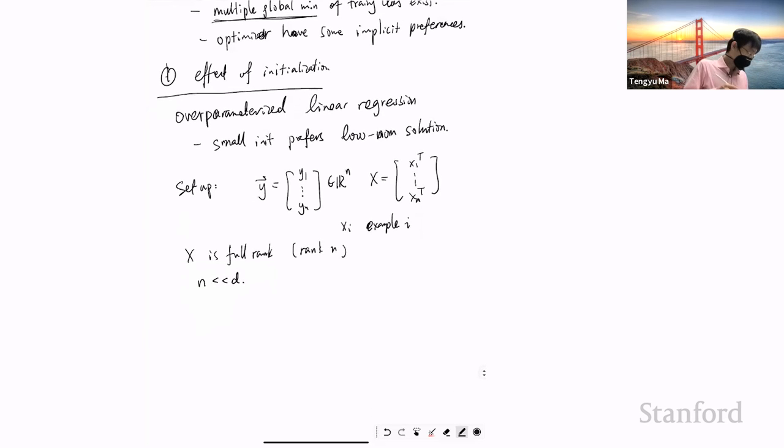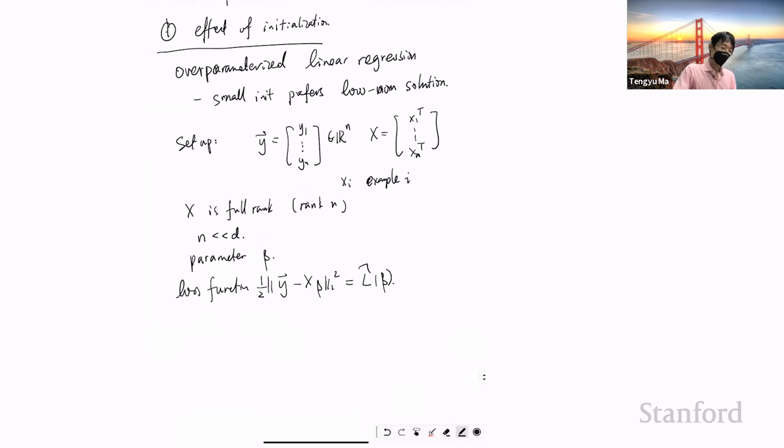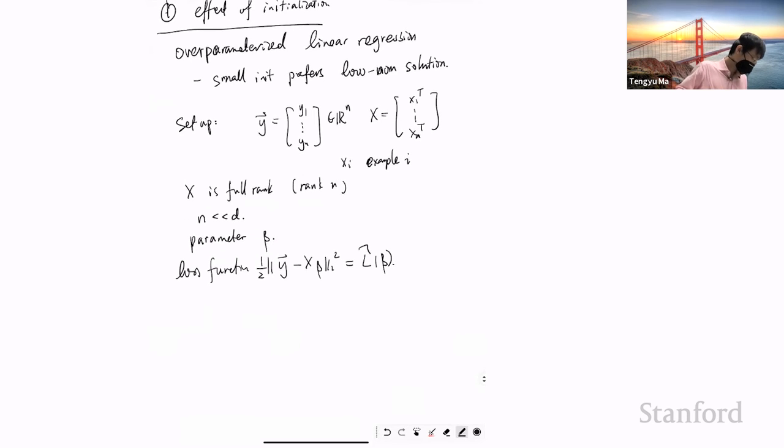Okay, and we have a parameter beta. So you get a loss function: one half of the squared 2-norm of y vector minus X beta. I have a half here just for convenience. This is my empirical loss. So this is standard linear regression.